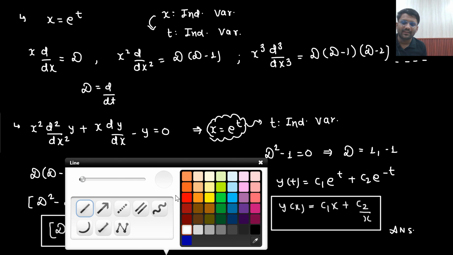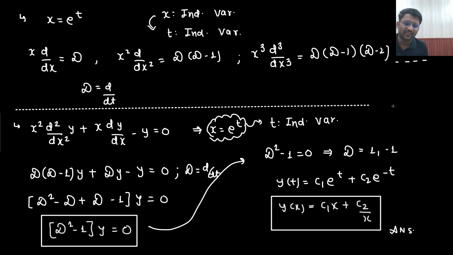So from here, the process has started. This is the process. Sir, x square d square y by dx square plus x dy by dx minus y was given. X square d square by dx square I replaced as d into d minus 1, this I replaced as d, and this is simply minus y. The characteristic equation is coming out to be d square minus 1 equals to 0, sir. It is 0, that means it is homogeneous case. So only CF, complementary function, I need to find out.